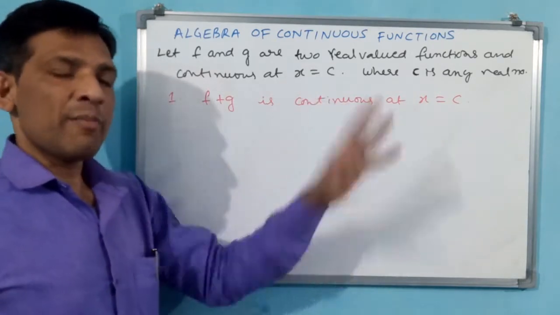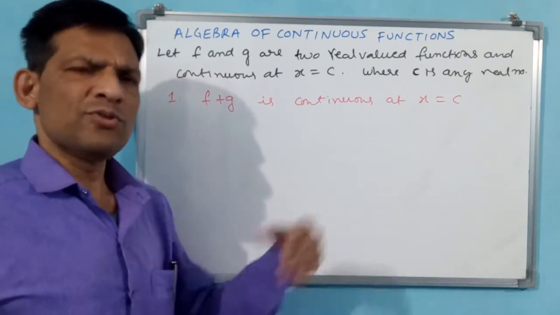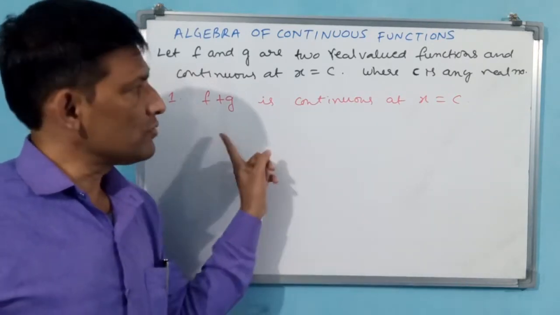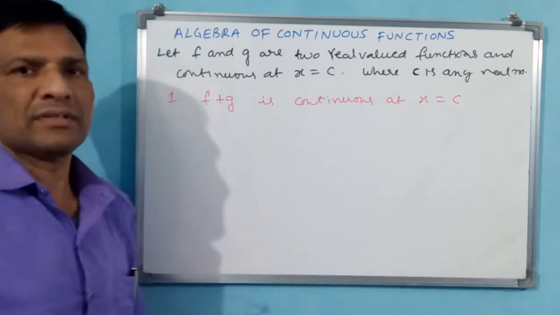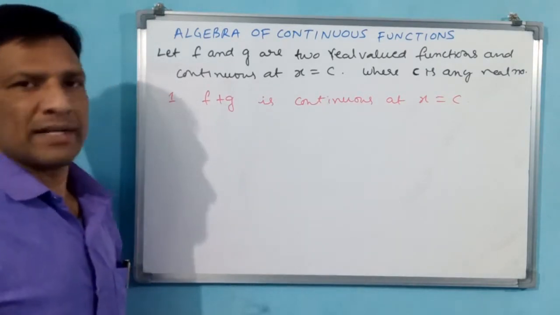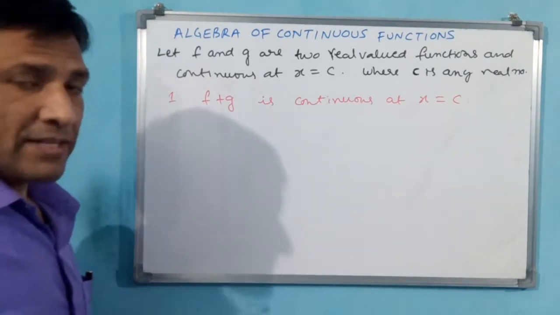F plus g may or may not be continuous at minus 3 or 0 or whatever it may be. But at minus 2, this will be continuous. Like that, you have to understand. Okay. Let us proceed further.